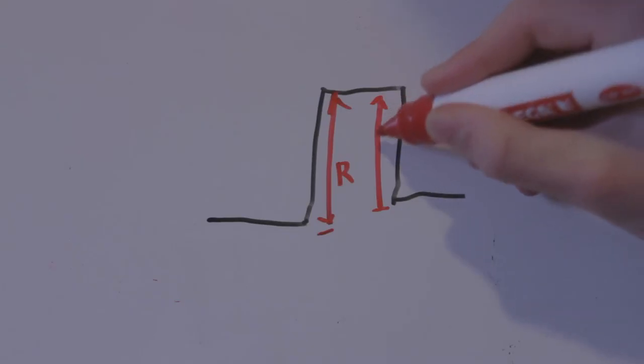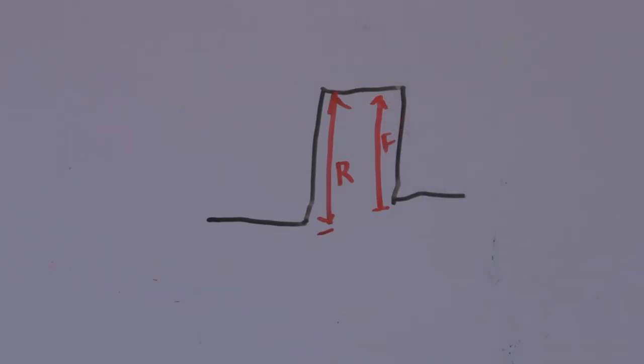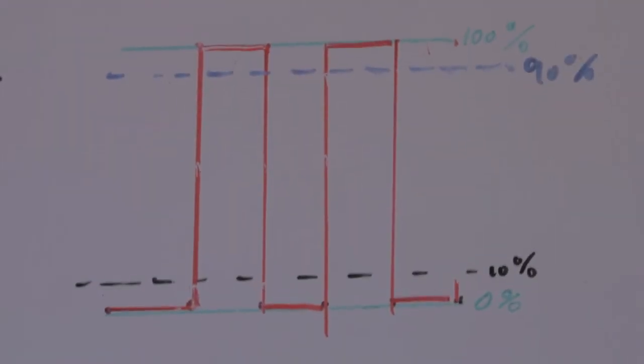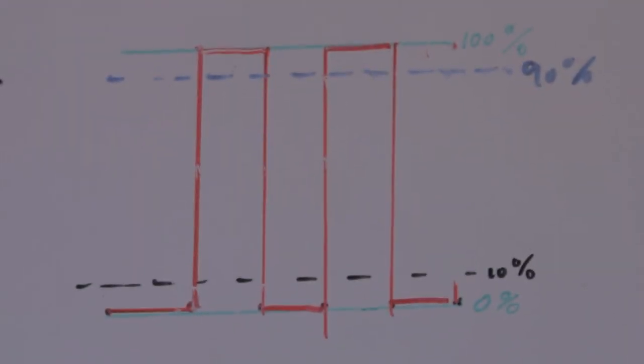Now to measure the fall time. Wait, it's exactly the same as rise time. The only difference is you're measuring the time to drop from 90% to 10% instead of rise from 10% to 90%.